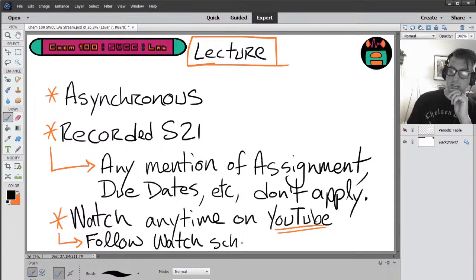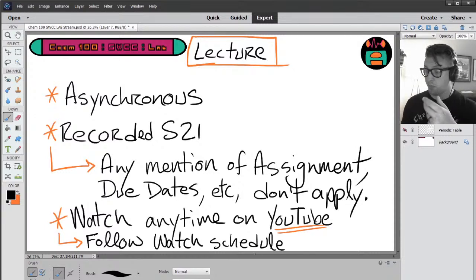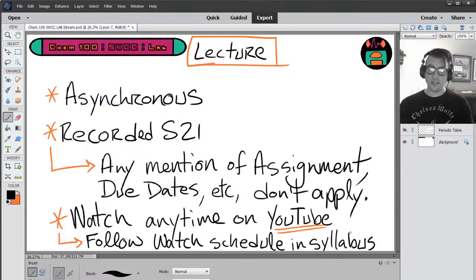And really the important thing here is it's more or less going to be 2 lectures per week. In the syllabus it says your Tuesday lecture, your Thursday lecture, but you don't have to do them on Tuesdays and Thursdays. You just have to get through 2 a week to stay on pace most of the time. There will be some weeks where there's only 1 lecture in the schedule, but again, you can find that in the syllabus to make sure you're staying on pace.